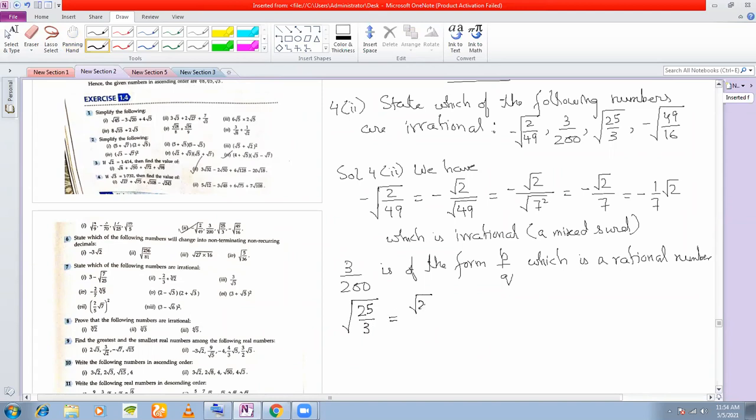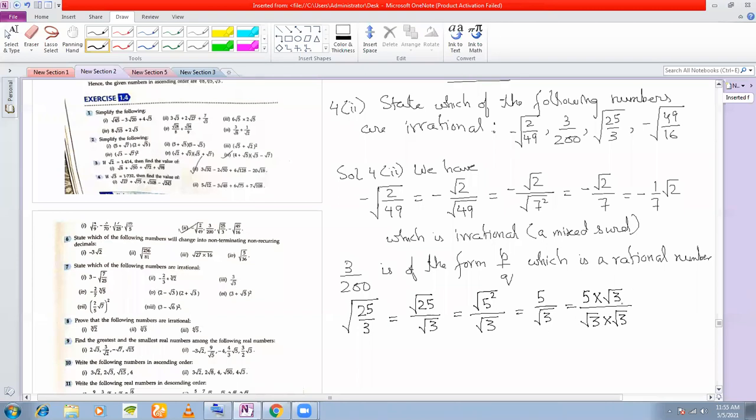Again, you write this as root 25 by root 3. Root 25 is root 5 square divided by root 3, which is equal to 5 by root 3. Now, is this rational or irrational? You see that you have root 3 in the denominator. Now we'll come across something which is called a rationalization of denominators. What you do here is you can multiply the numerator and denominator by root 3. I'll teach you this technique later on also.